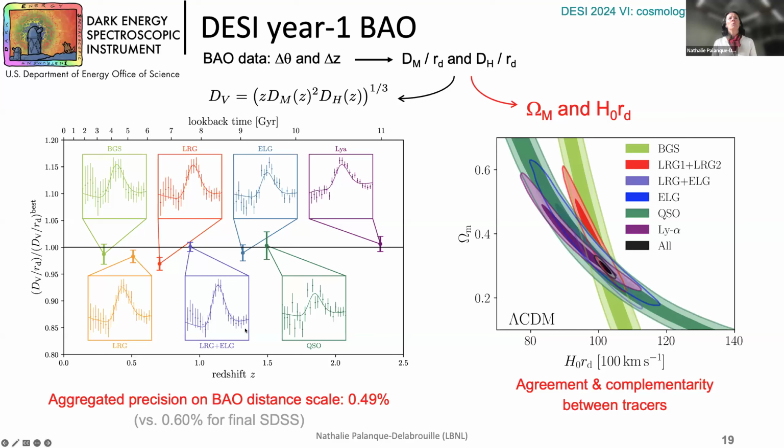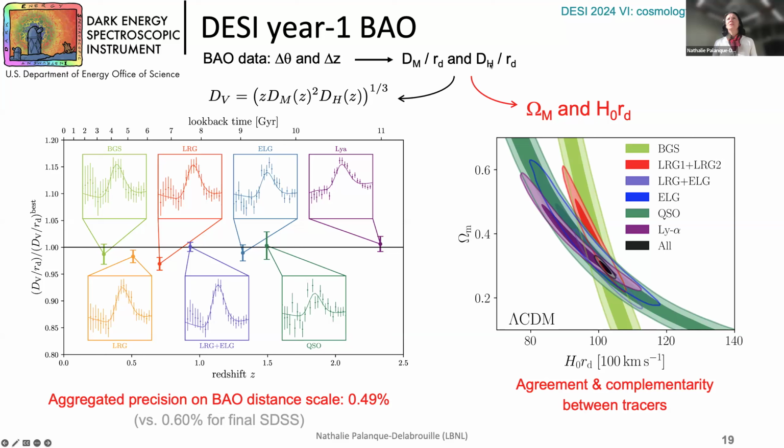And we even have here one bin where the luminous red galaxies and the emission line galaxy samples overlap, which we combine into a single bin with a very nice detection at 9 sigma of the BAO feature. So aggregated over the entire distance range, or redshift range, we have a precision of 0.5%, which is already better than all 20 years of the finalized SDSS data.